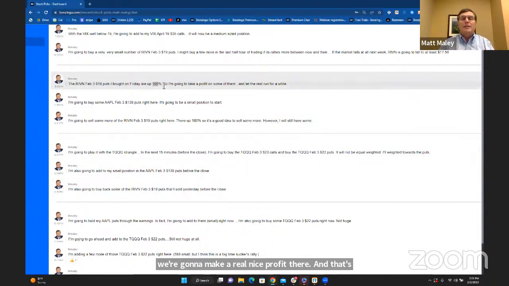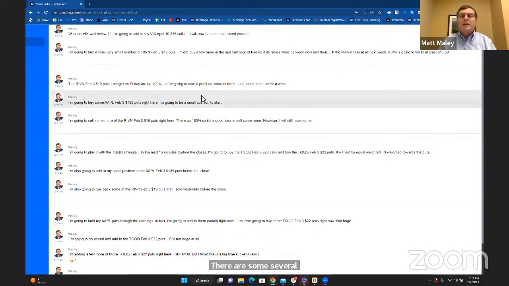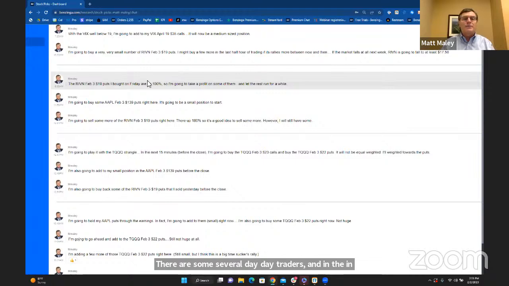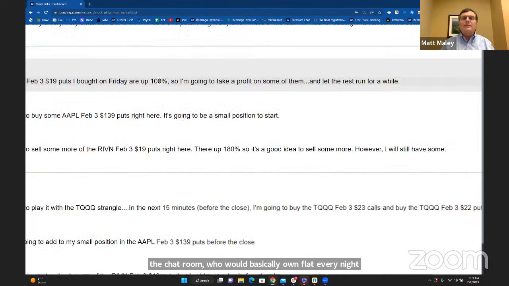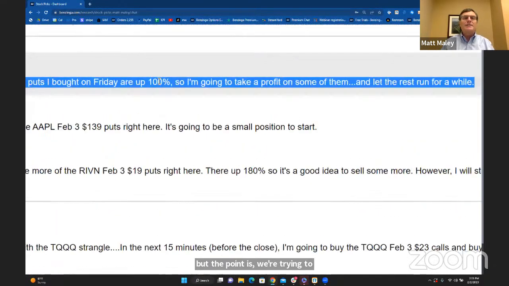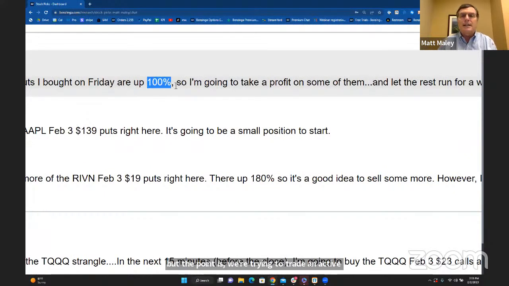Sometimes it'll be over a couple of days. Sometimes it may be over a couple of weeks. But they are short-term, and sometimes just a few hours. There are several day traders in the chat room who would basically go home flat every night. But the point is, we're trying to trade in an active manner, in a responsible manner, and get the kind of returns that we can really take advantage of.